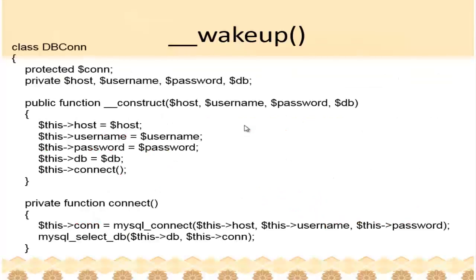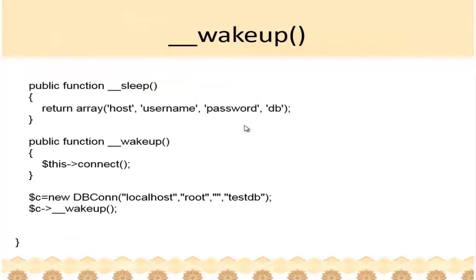Okay. Let's look at a real life example wherein I have the connection to the database, the host name, the username, password, and the database name. Now in the constructor, I get the host name, username, password, and the database name. I call a method called connect. This will make a connection, mysql_connect, and it will use this database. And I say mysql_select_db. So it's going to connect to the database and establish the connection to that particular database in the constructor itself. Now, what will happen if you try to sleep this one?